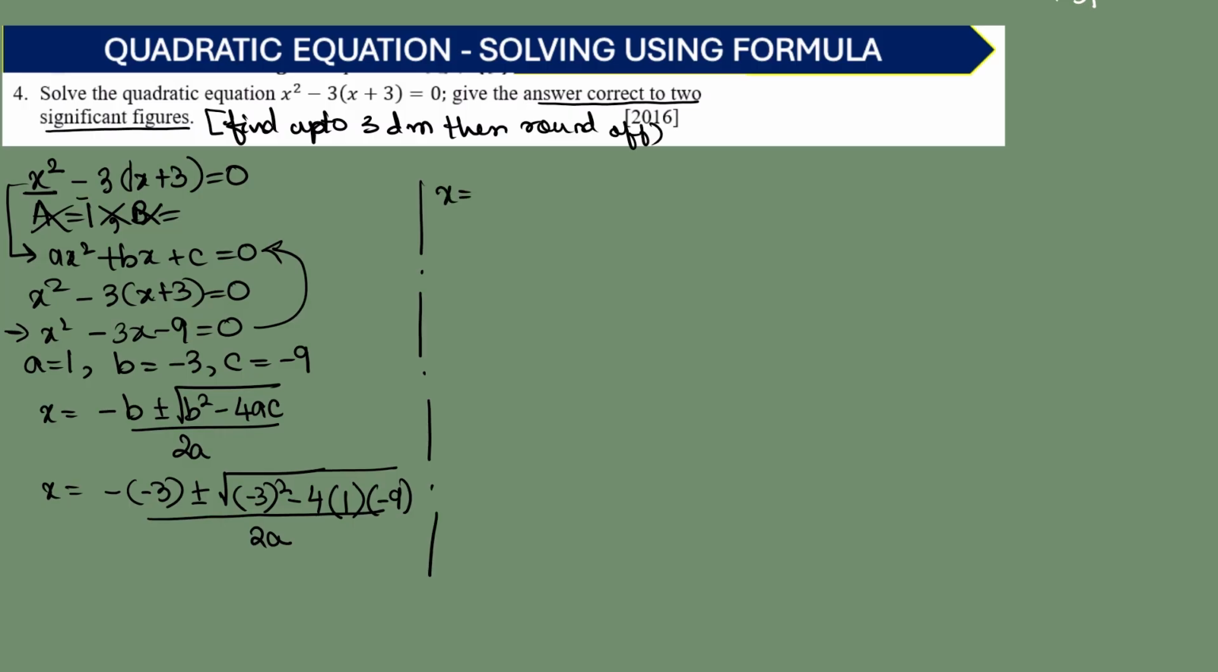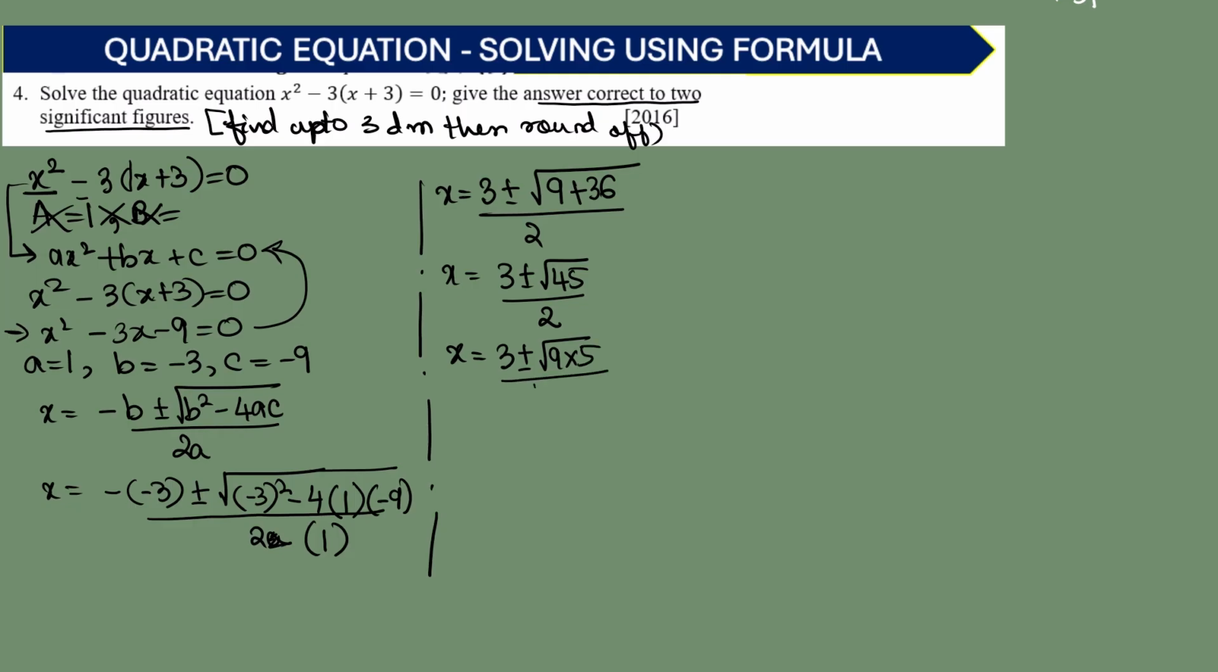So x is equal to minus of minus 3, that is 3, plus minus under root of minus 3 the whole square is 9, minus into minus is plus, 9 4s are 36, upon 2 into a. 2a was here, 2 into a was 2 into 1. Alright, so 2. So x is equal to 3 plus minus under root of 45 upon 2. So what is x? 3 plus minus 9 into 5 upon 2.